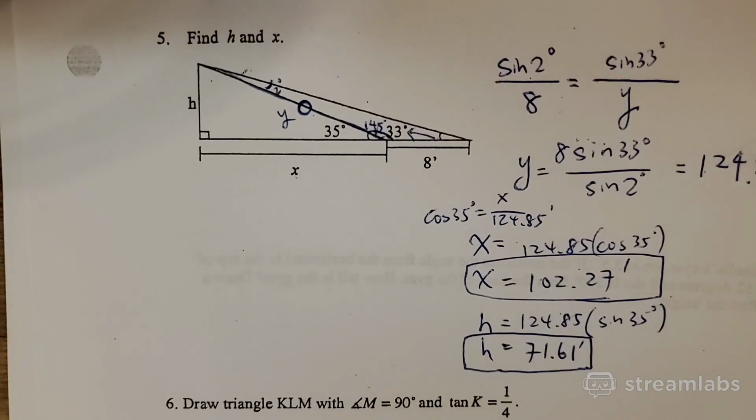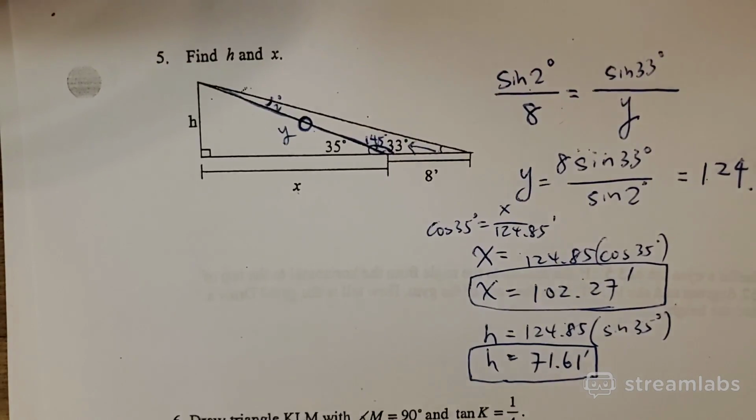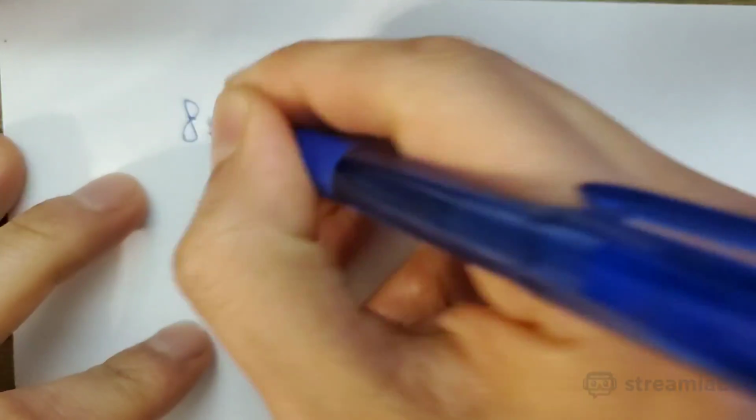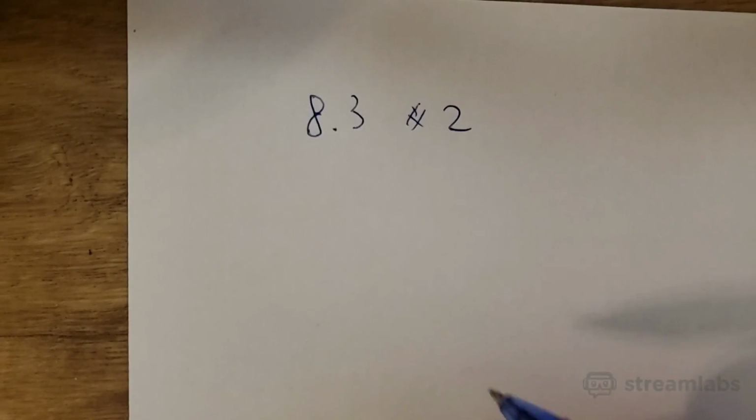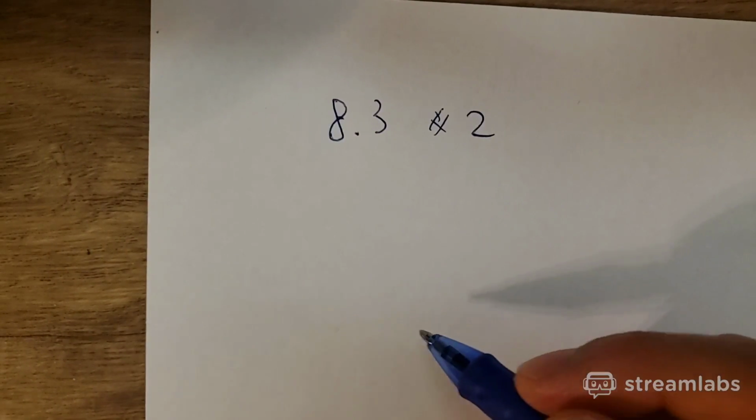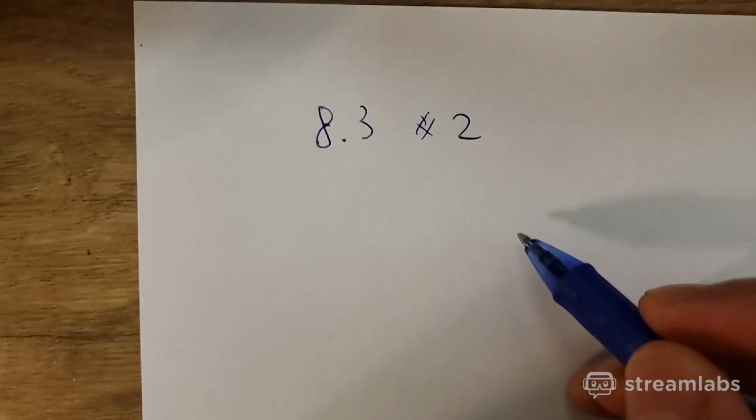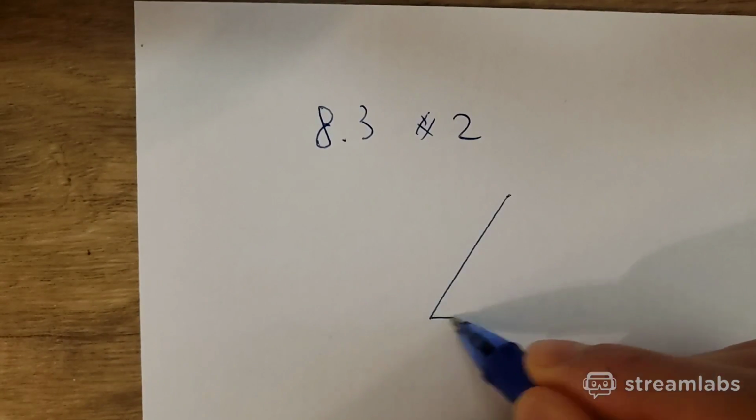Okay, so number 2 looks like a quadrilateral. Let me get a blank piece of paper. Okay, so number 2, this is 8.3 number 2. Okay. I'm going to move it over here a little bit so that it doesn't keep focusing. So here we go. Looks like this.